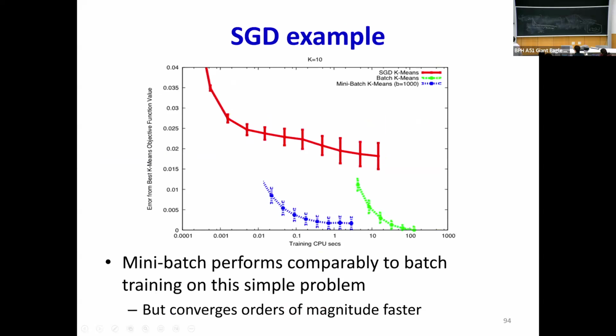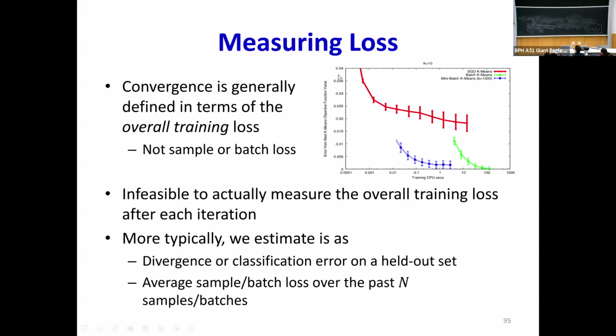So, here is the mini batch performance, and you can see how it performs comparably to full batch in terms of the loss and the variance, but it performs comparably to stochastic gradient descent when it comes to convergence. Right. Everybody with me? Okay, so I'll skip that.